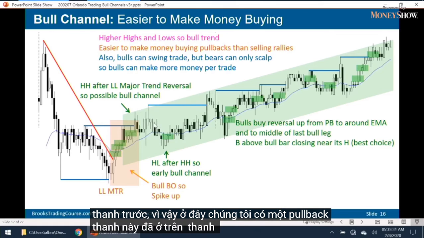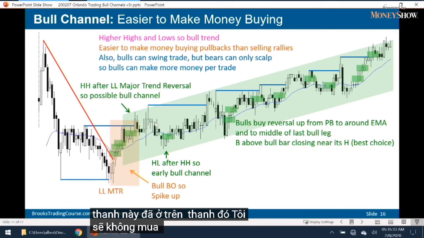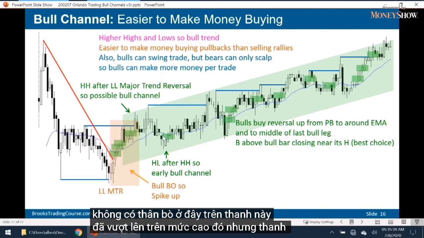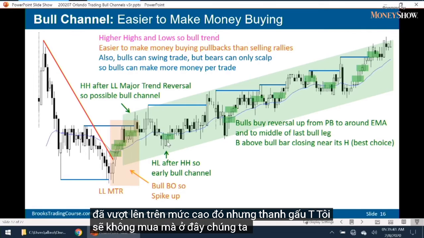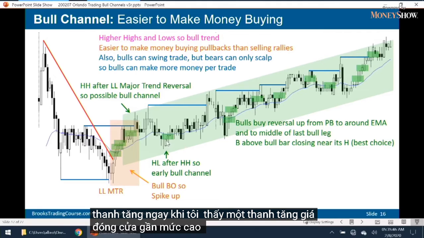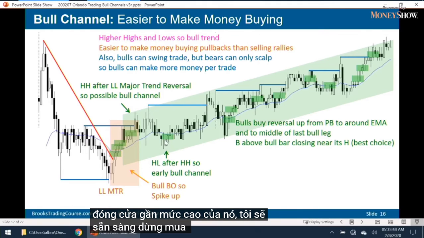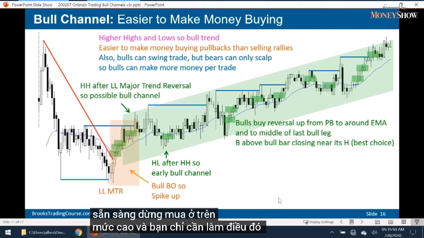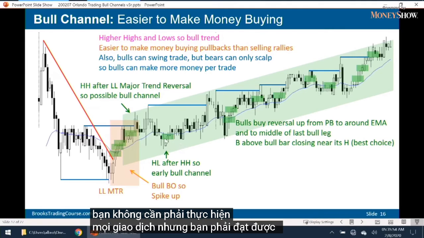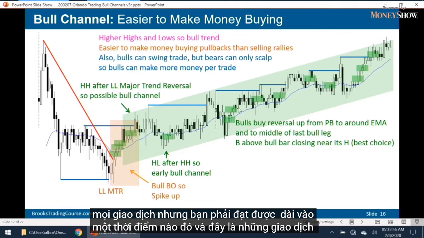This bar went above that bar. I'm not going to take that buy because it does not have a bull body. Here, this bar went above that high, but bear body, I'm not going to buy that. Here we have a bull bar, so as soon as I see a bull bar closing near its high, I am going to be ready to put a stop to buy above the high. And you just do that all day. You don't have to take every trade, but you have to get long at some point. And these are reasonable buys.